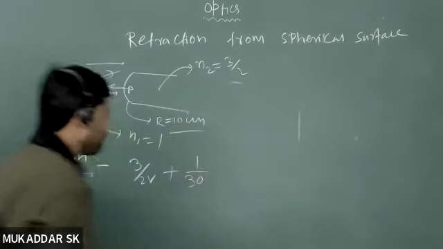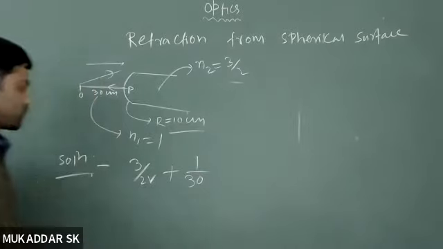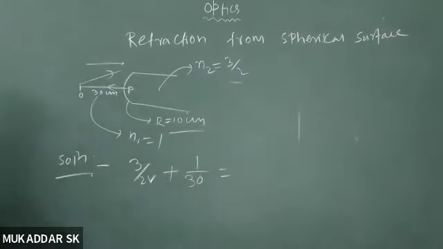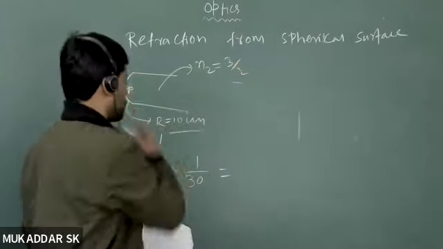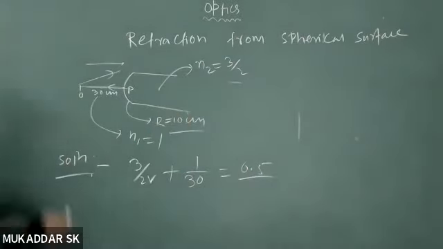So overall it will be plus, because you already have minus here, you have minus here. And that should be equal to how much? N2 minus N1, N2 minus N1 by R. So N2 minus N1 कितना है? 1.5 minus 1, so that will be basically 0.5 by R. R कितना है? 10 centimeter.